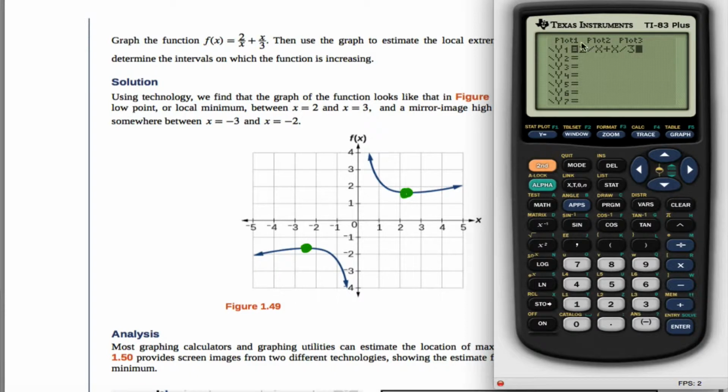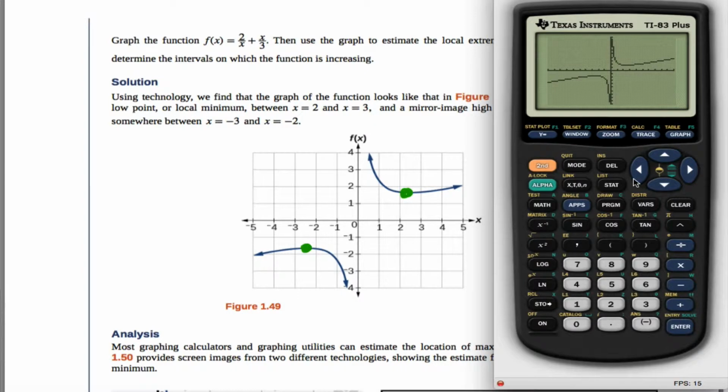A lot of students like to go overboard and throw parentheses around everything, and you can do that if you feel like it, but I don't have to here, because the calculator will follow order of operations. It'll think about 2 over x as one thing, and x over 3 as one thing, and then add those together. So this is, in fact, what I want. At any rate, let's take a look at the graph. Hey, there it is, and it looks something like this picture right here.